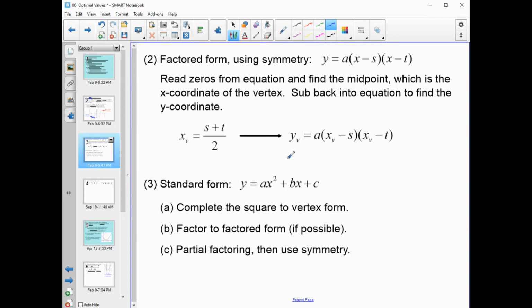Another option you have is to convert your quadratic relation into factored form, or if you're lucky, it's actually given to you in factored form. This is something that is likely review as well. This actually is probably the first way that you found the vertex when you first started studying quadratic relations. You would find factored form, you would read the zeros from factored form, and then you would use the notion of symmetry, the fact that the two zeros are on either side of the vertex.